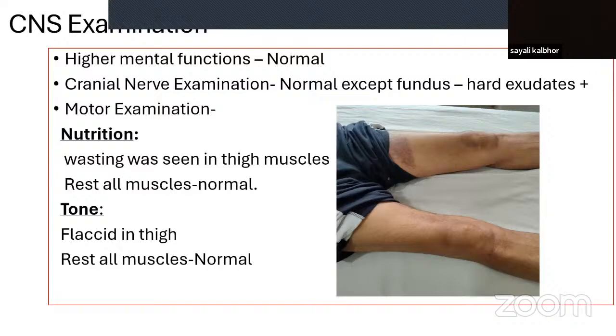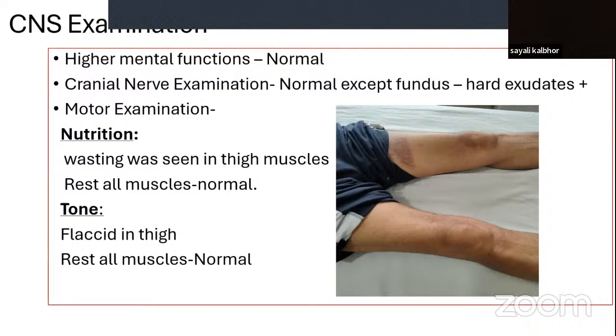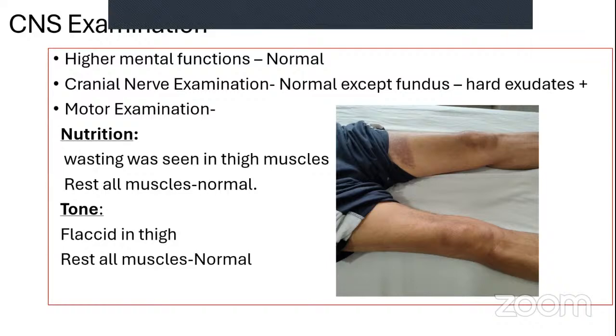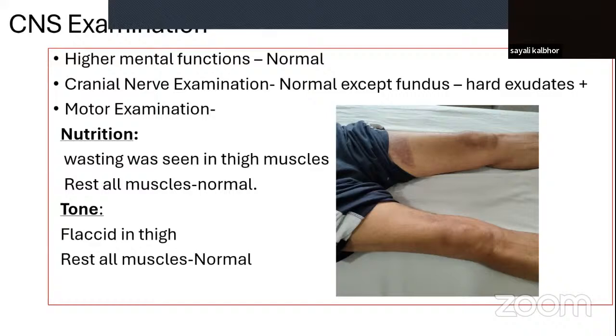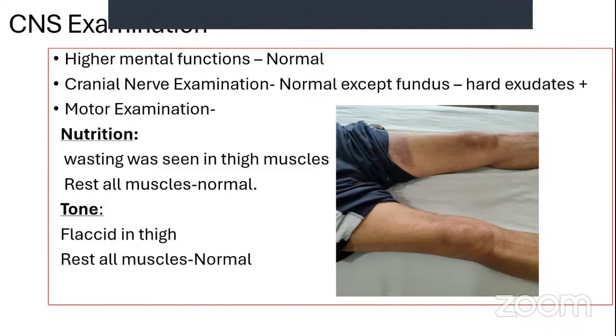His CNS examination, higher mental functions were normal. Cranial nerve examination was also normal, except the fundus, which showed some hard exudates. You should not go away like that. If you have touched this, you have to say whether there is any proliferative retinopathy, background retinopathy. What do you mean by exudate? See, there are so many things which you have to cover in this. So it was non-proliferative. I could not see any vessels, but there were some hard exudates which I could see. Okay.